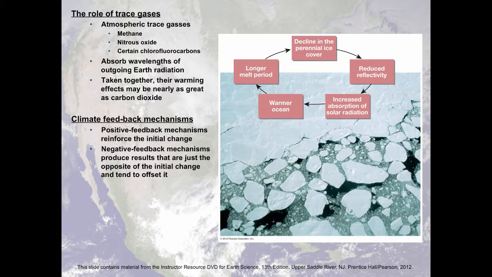Trace gases in the atmosphere, methane, nitrous oxide, and chlorofluorocarbons, which are CFCs, have a dramatic impact on global climate. They absorb wavelengths of Earth's outgoing radiation, just like carbon dioxide. Those are also greenhouse gases. Taken together, their warming effects may be nearly as great as carbon dioxide. So carbon dioxide and fossil fuel emissions are not the only problem here. There are a lot of other products of human as well as natural processes that may complicate climate change.